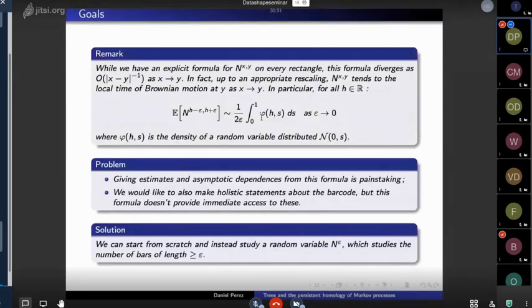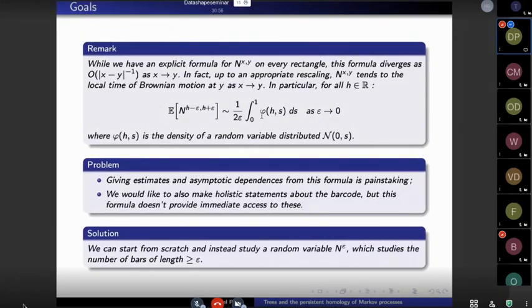It's clear from the formula before that making any kind of estimates with the formula with the big integral is painstaking and a little bit long. So this is the first observation: it's a little bit too much to be working with this formula all the time. And the second statement is that we would like to say something more.